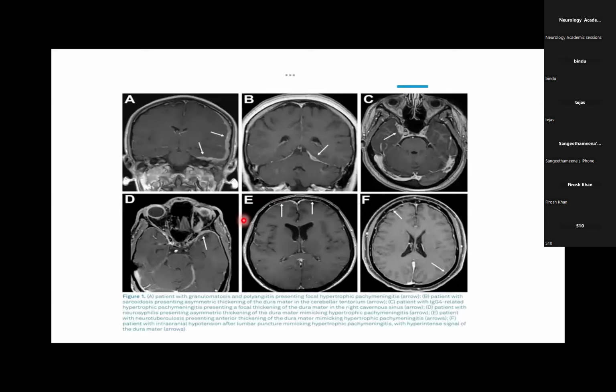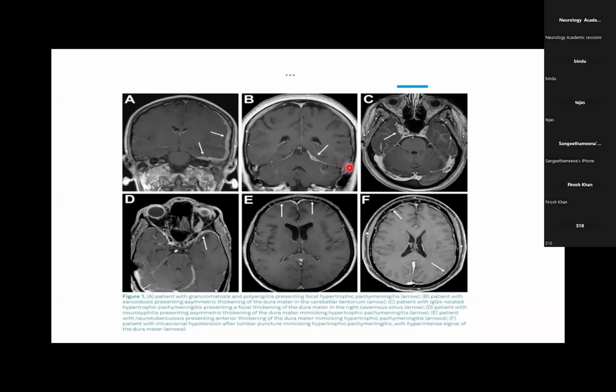These are some examples of secondary hypertrophic pachymeningitis. Usually secondary hypertrophic pachymeningitis will show more focal enhancement than diffuse enhancement. As in the first picture, which is a granulomatosis with polyangiitis patient, showing focal enhancement of the convexities and also the tentorium cerebelli. The second one is a sarcoidosis patient with asymmetric involvement of the left tentorium cerebelli.